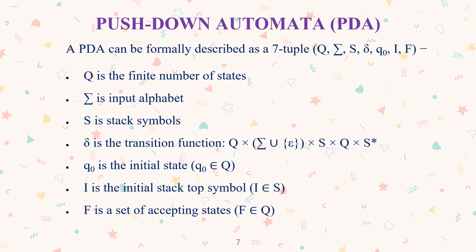I is the initial stack top symbol. What are the strings included at the top? That is I, which belongs to S, the stack symbols. F is a set of accepting states, F, which belongs to Q.